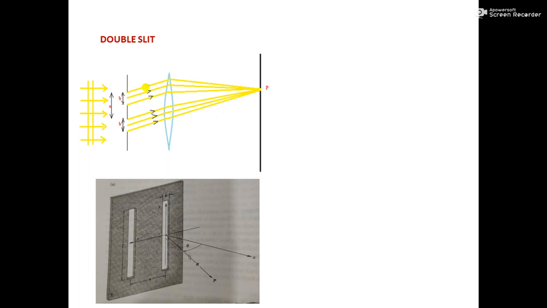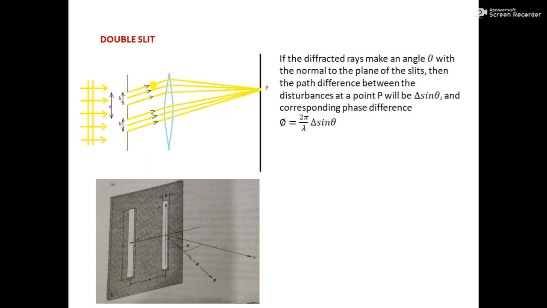Here we would find that the resultant intensity distribution is a product of the single slit diffraction pattern and the interference pattern produced by two point sources separated by a distance a. So if the diffracted rays make an angle theta with the normal to the plane of the slits, then the path difference between the two disturbances at a point P will be delta = a sin theta, and the corresponding phase difference is phi = 2 pi by lambda delta, that is, 2 pi by lambda a sin theta. I have discussed all these things in the last lecture, so you must go through the last lecture.